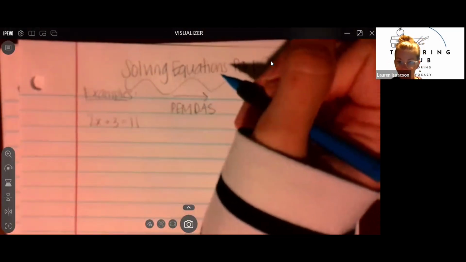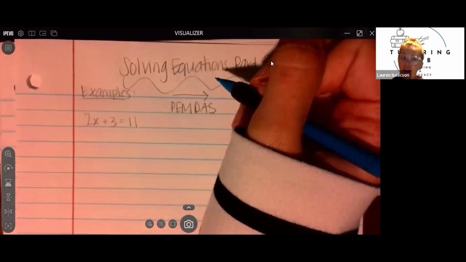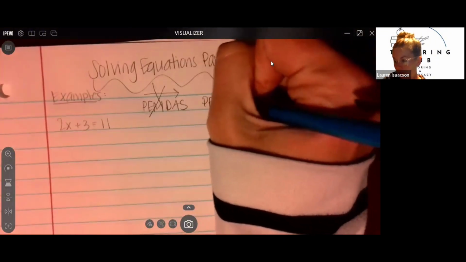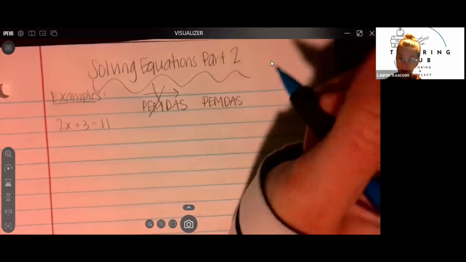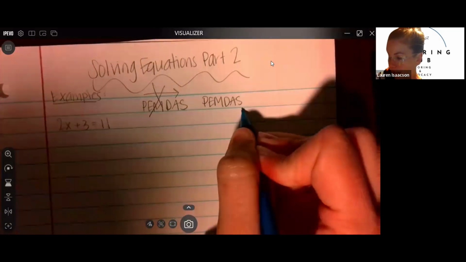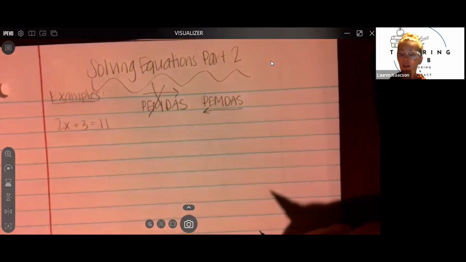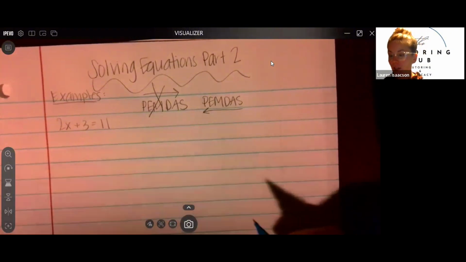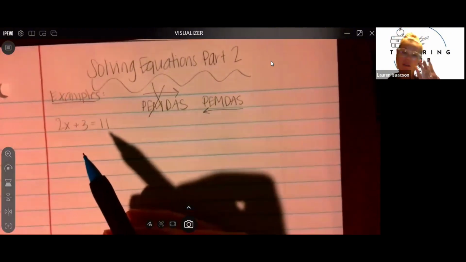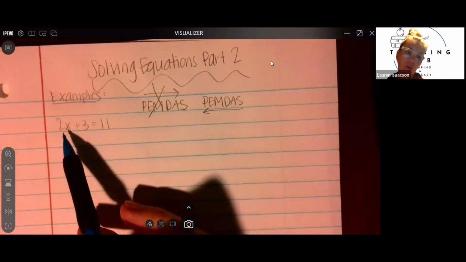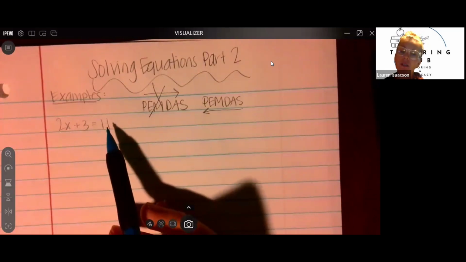We usually work left to right, but when we are solving for a variable, we're going to do the opposite. We're going to do it backwards, which sounds weird, so we're going to go right to left. It's the opposite of reading and what we normally do. And remember, we're balancing the scale, so whatever we do to one side, we have to do to the other side. So our first example, 2x plus 3 equals 11.